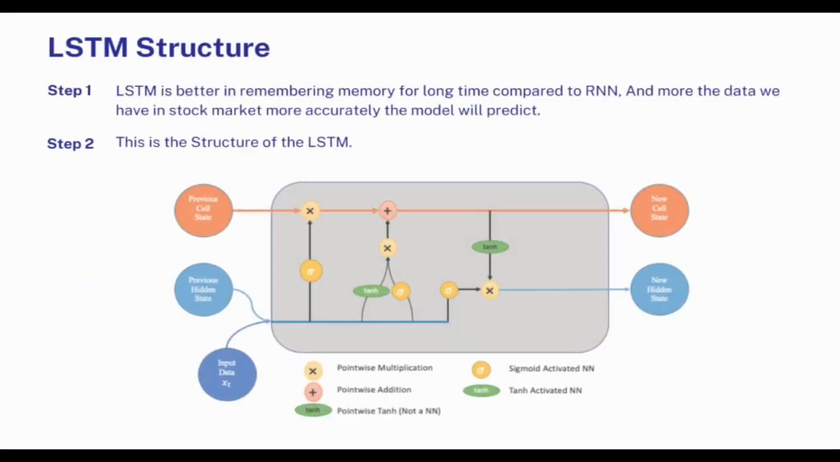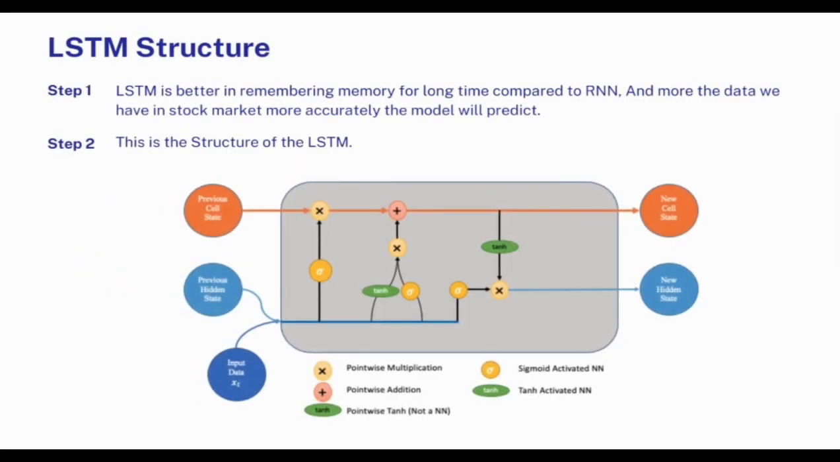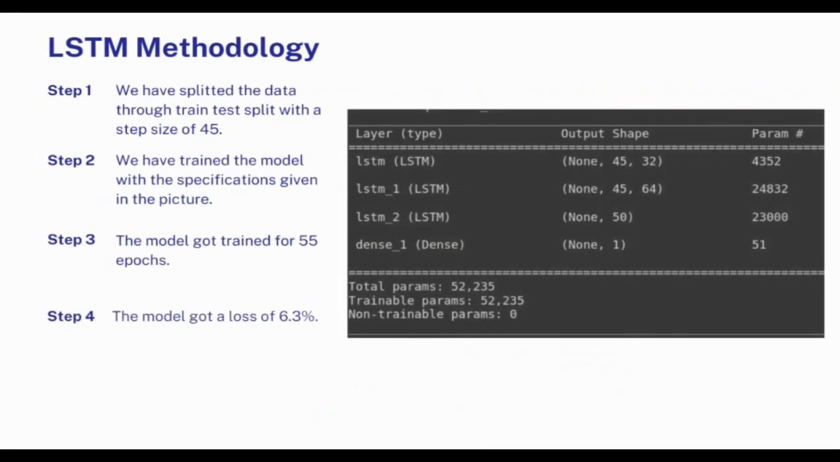This is the structure of the LSTM. We have used LSTM because it can remember for a long time compared to RNN. The more data we have in the stock market, the more accurately it can predict. So this is the memory cell, this is the forget cell, this is the input layer, this is the output layer, and these are the activation functions: sigmoid, tanh, and tanh. So this is the LSTM methodology.